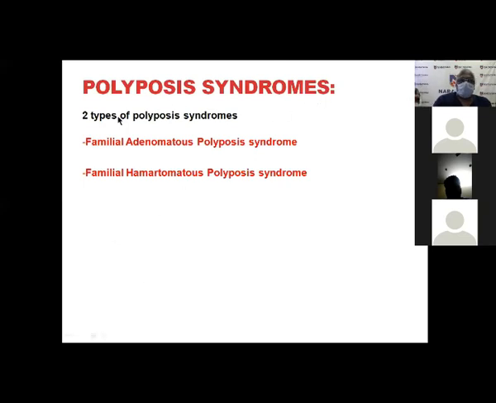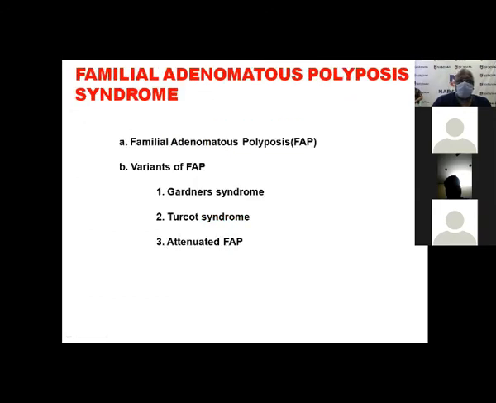Polyposis syndrome, there are two types. One is familial adenomatous polyposis syndrome. The other one is familial hamartomatous polyposis syndrome. When I was a student, whether hamartomatous polyposis was malignant or not was very questionable. Now there is reasonable evidence to say these are also pre-malignant conditions. But compared to adenomatous polyposis, the hamartomas have less tendency towards malignancy. That's what you must take.